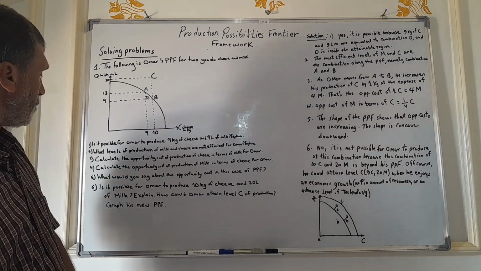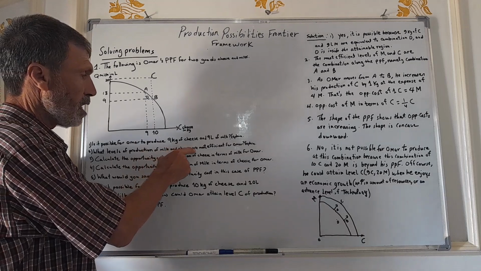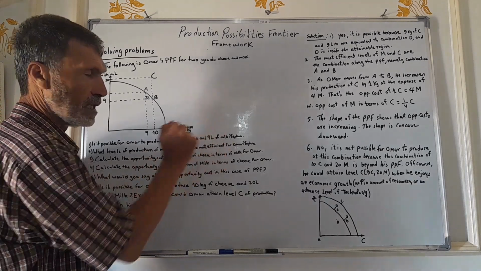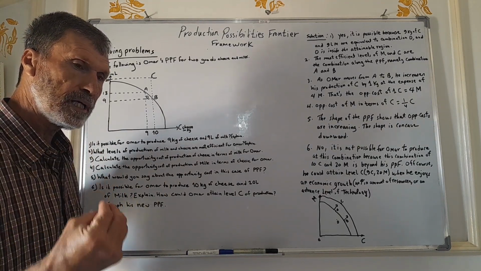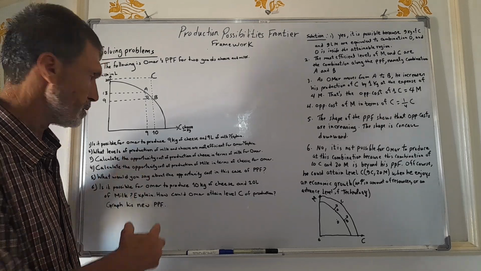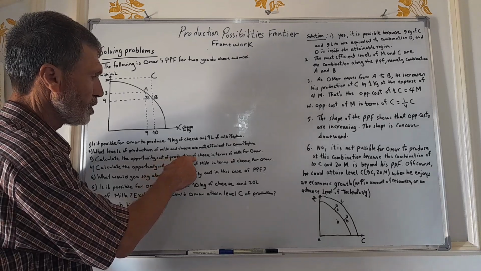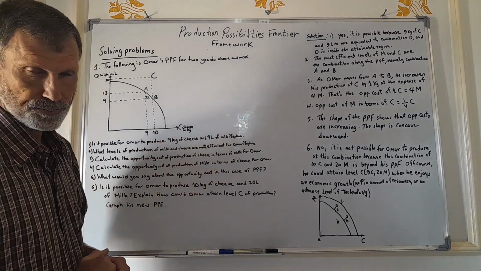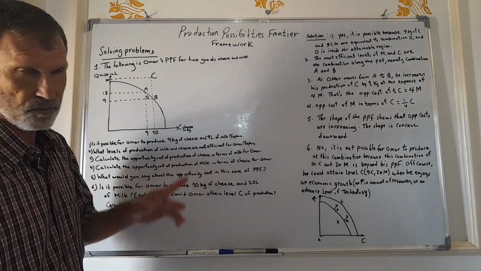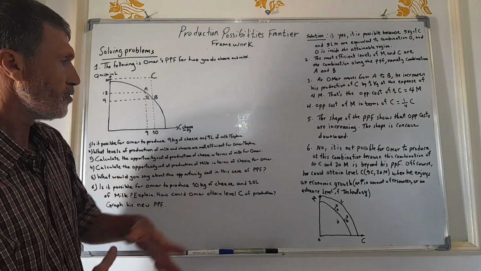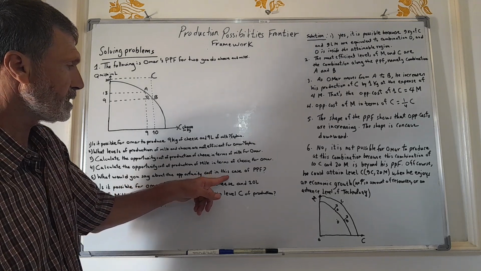Now, question 2 is what levels of production of milk and cheese are most efficient for Omar? Explain. What are the combinations of milk and cheese that are most efficient for Omar? Now, 3, calculate the opportunity cost of production of cheese in terms of milk for Omar. 4, calculate the opportunity cost of production of milk in terms of cheese for Omar. 5, what would you say about the opportunity cost in this case of PPF?